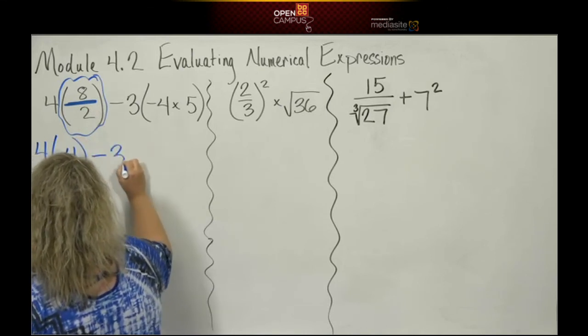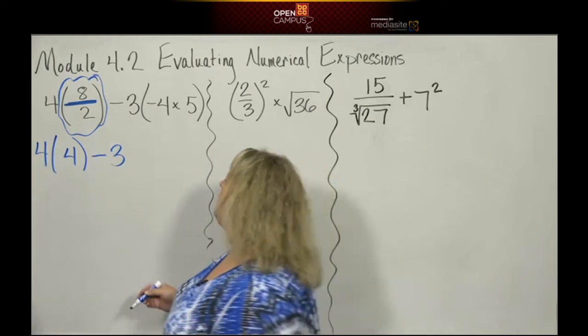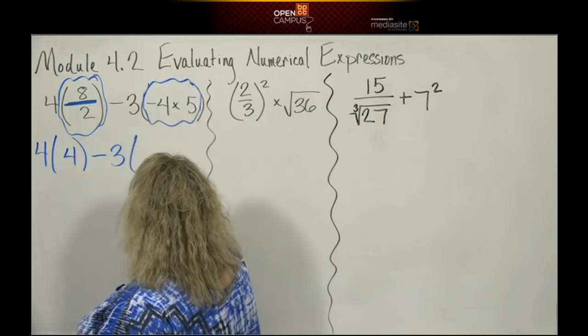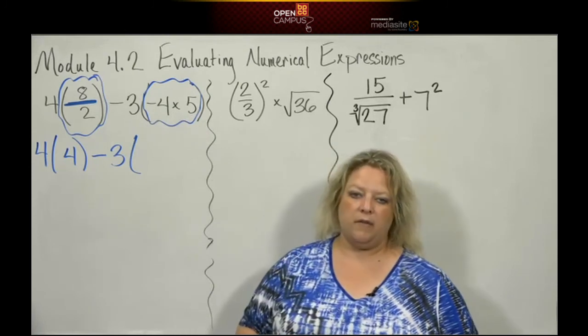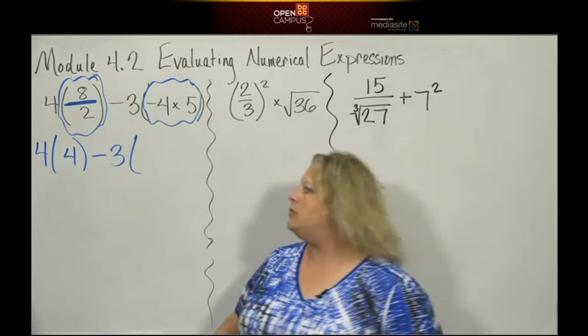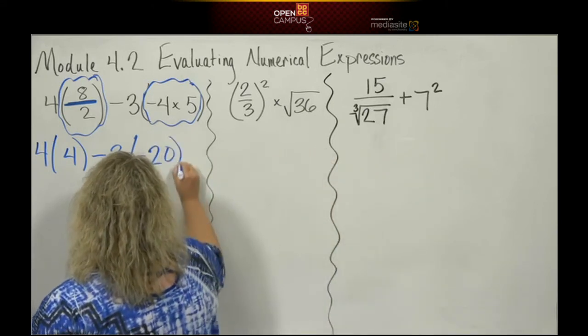Minus 3. And then look right here. I see a whole other set of parentheses. So I want to do what's inside there. Negative 4 times 5. Remember the rule for multiplying and dividing. If you have a positive number and a negative number, when you do multiplication, you get a negative. All right?